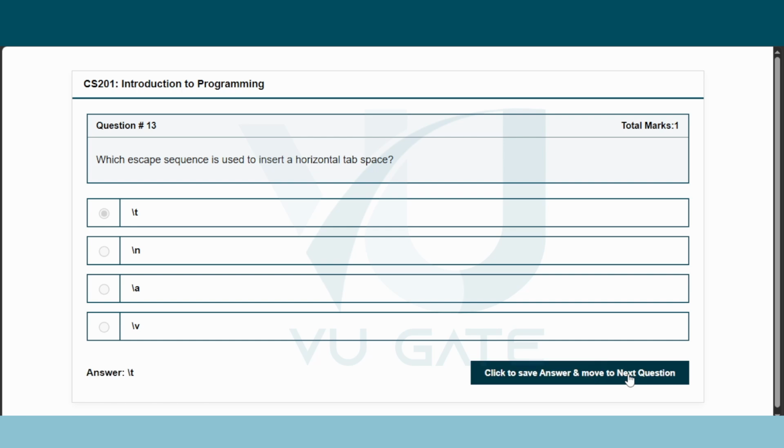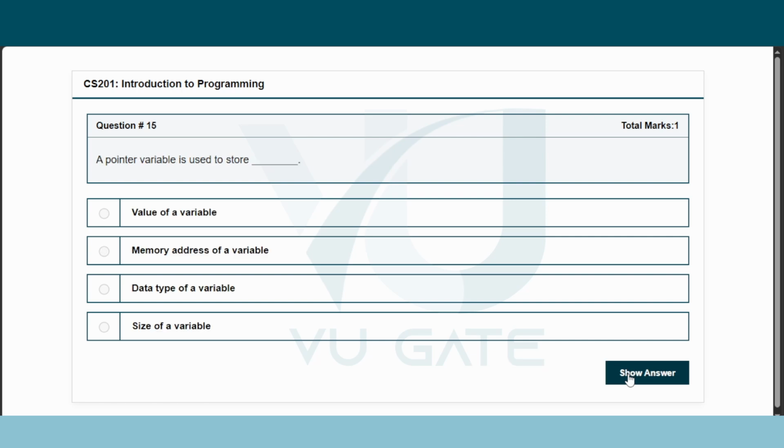Heading over to question 14. The address-of operator is represented by the symbol blank. The correct answer is ampersand. Next is question 15. A pointer variable is used to store blank. The correct answer is memory address of a variable.